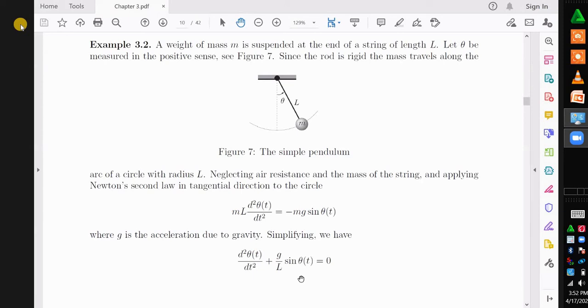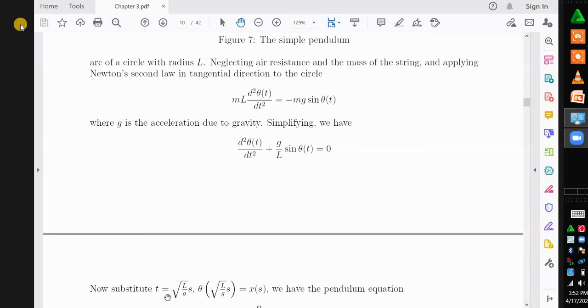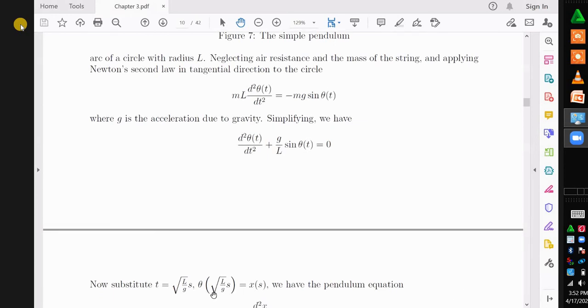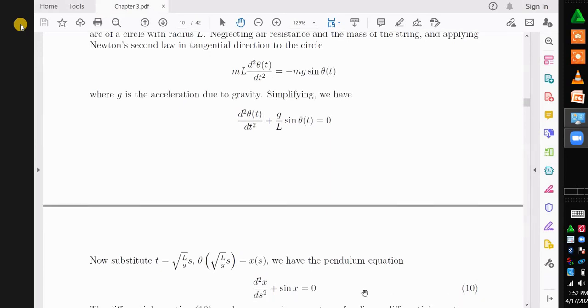This is a second order differential equation. Now just introduce another variable, transform t to s, so just substitute t is square root of L over g times s. So you can see then theta of square root of L over g times s, just denote this by x of s. So this differential equation reduces to d2x over ds square plus sine x is 0. So this differential equation is called the pendulum equation.